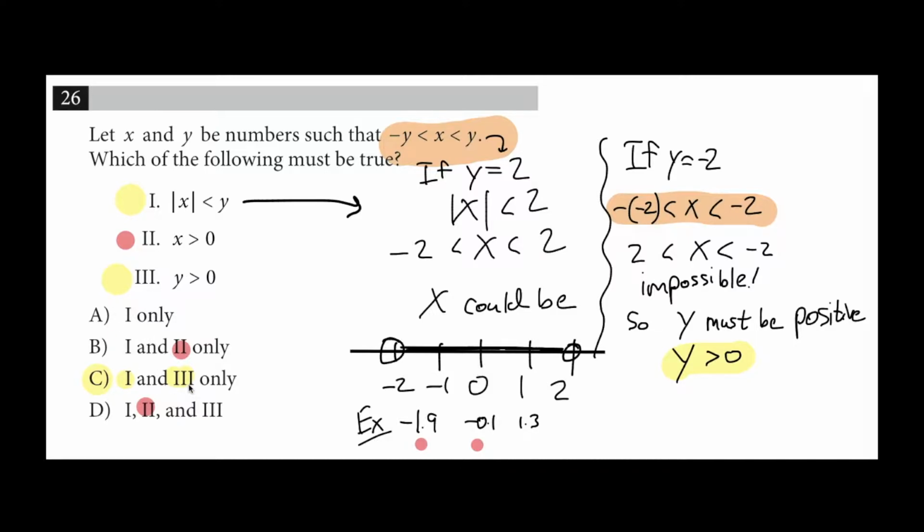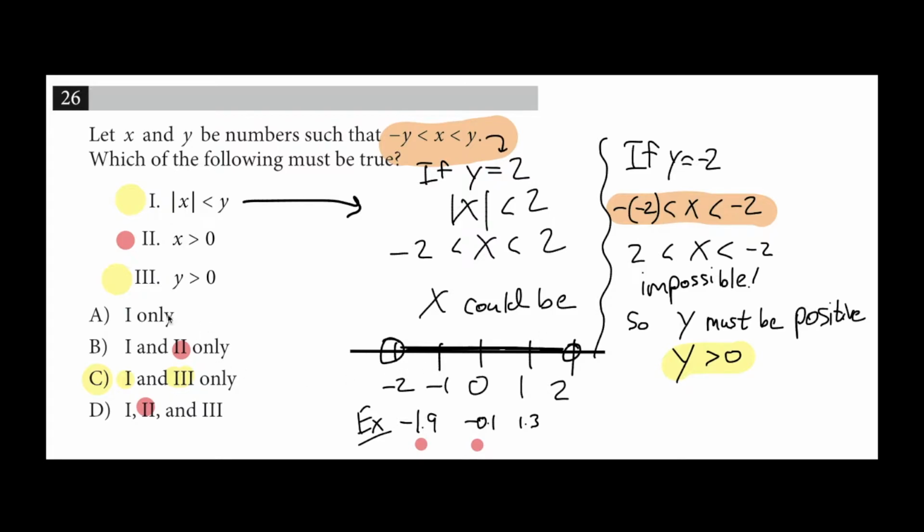What I really have to do is evaluate statement 3. Is statement 3 always going to be true if you have this? And so if y is equal to -2, then what I did was I looked at this and I said 2 is less than x is less than -2. That's impossible. Y must be positive.